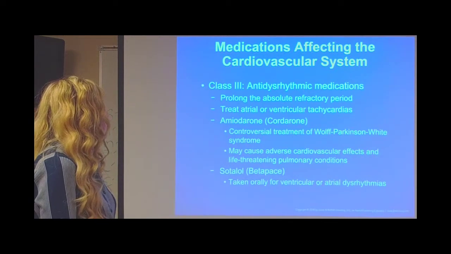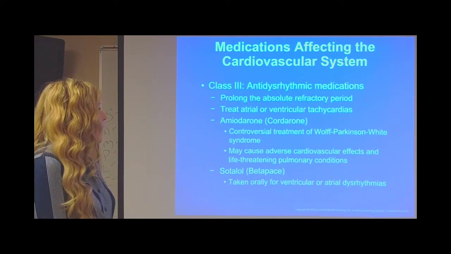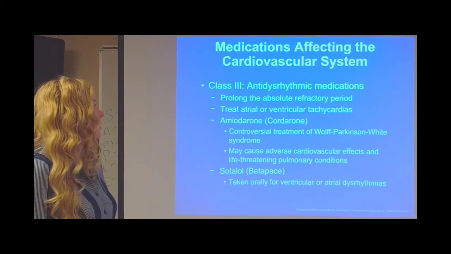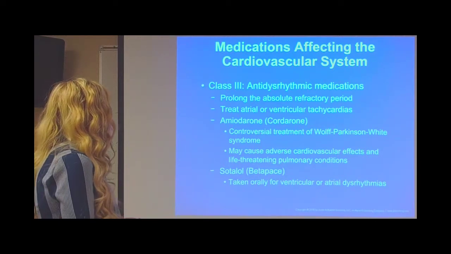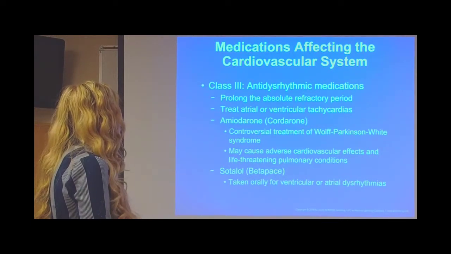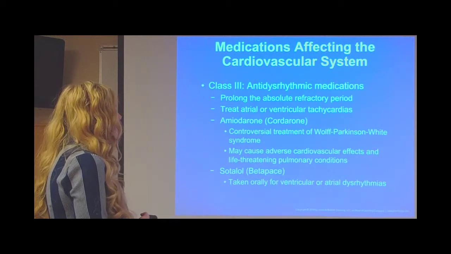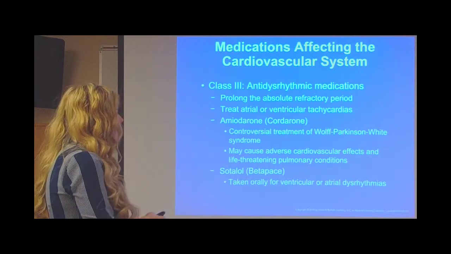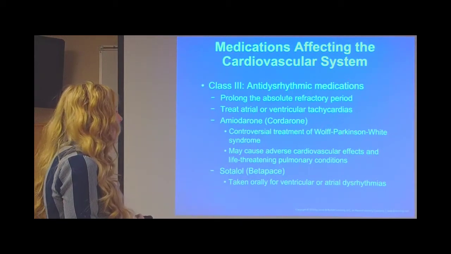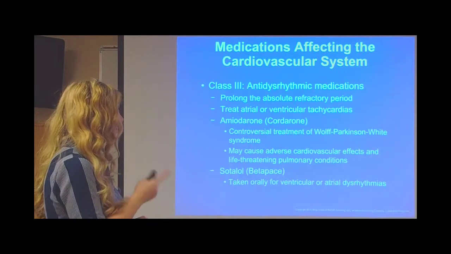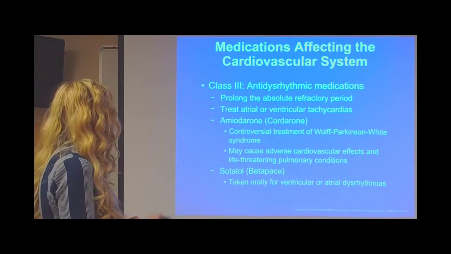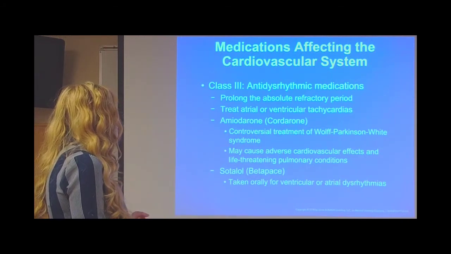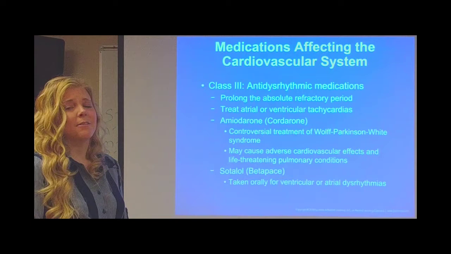Class 3, we've got prolongs the absolute refractory period, and then it treats the atrial or ventricular tachycardias. Amiodarone, that's a class 3 one, and it is controversial in the treatment of Wolff-Parkinson-White, which I don't know if you guys are familiar with that, but it's basically where there's an extra electrical pathway that causes tachycardia, if I'm remembering right. But this drug is also used to treat lots of other things, and has very serious side effects.